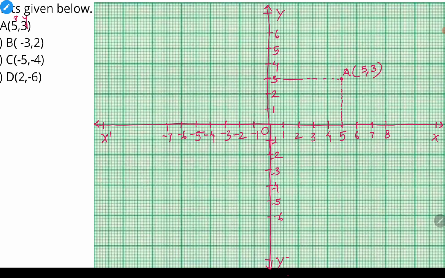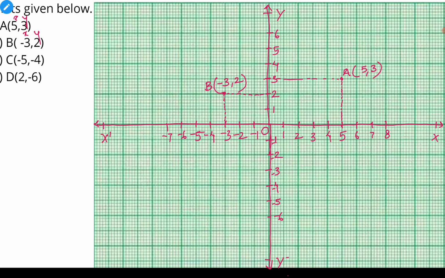Next move to the second point, B. B is x is -3, y is 2. X is -3 here and y is 2. We will extend it till 2 of y. This point is B, x is -3, y is 2. Like this you will draw in your graph paper.